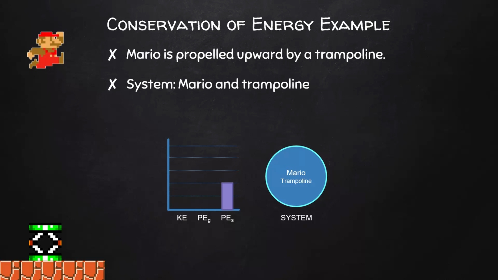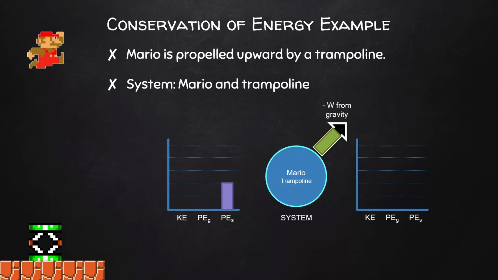Since the Earth and its gravitational field is outside of the system this time, we'll say that gravity does negative work on the system. At the end, Mario is not moving, so there's no kinetic energy. There's no gravitational field in our system, so there's no gravitational potential energy. And the trampoline is no longer compressed, so there's no longer any elastic potential energy.